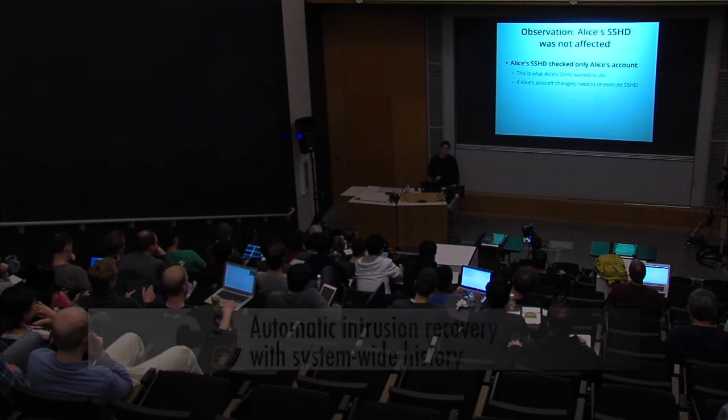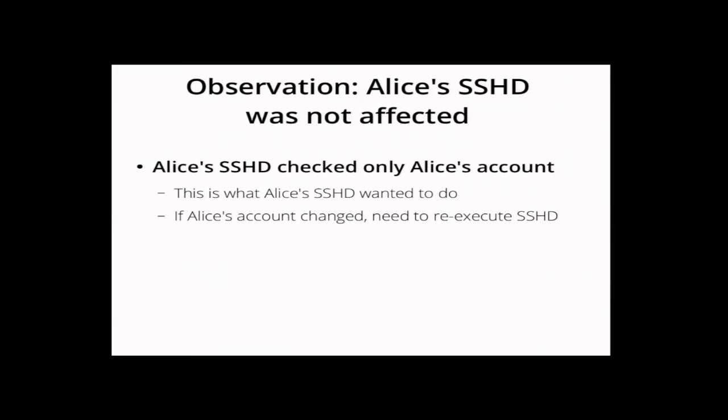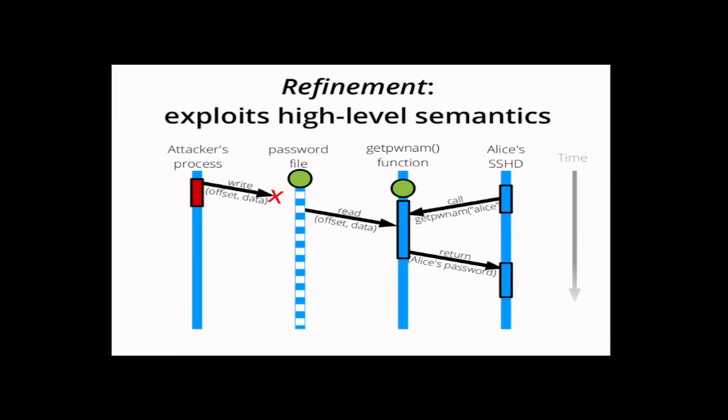The key observation that we made is that Alice's secure shell server was not actually affected by the attacker because Alice's secure shell server checked only Alice's account, not the attacker's account. And this is what Alice's secure shell server wanted to do. If Alice's account changed during re-execution, we have to re-execute the entire secure shell server. If Alice's account doesn't change, we can stop propagating this re-execution to Alice's secure shell server. And this is the machinery that enables this observation, which we call refinement.